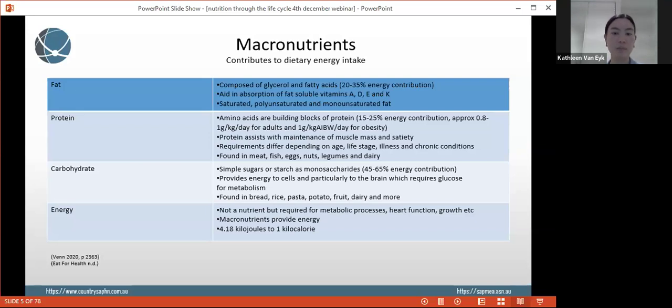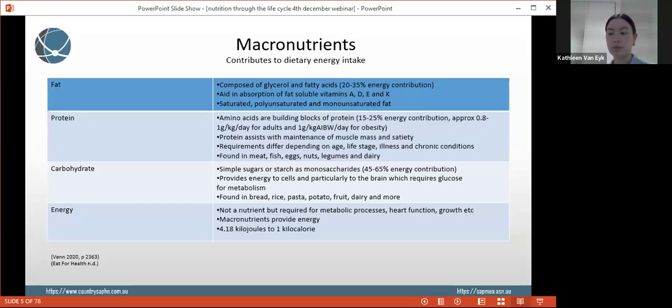Protein. So protein is made up of amino acids, and we aim to get about 15 to 25% of our energy from protein. Protein requirements really differ depending on age, life stage, whether somebody is ill or has a chronic condition, but generally we'll aim for about 0.8 to 1 gram per kilo per day for adults. And for patients with obesity, we tend to use an equation of 1 gram per kilo of adjusted ideal body weight per day. And protein we find in things such as meat, fish, eggs, nuts, legumes, and dairy.